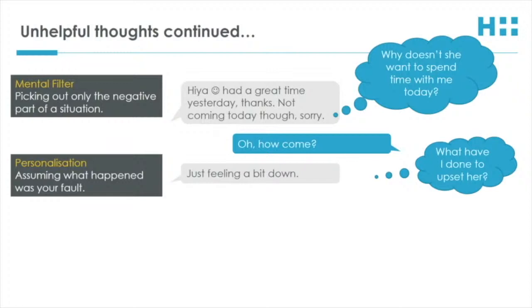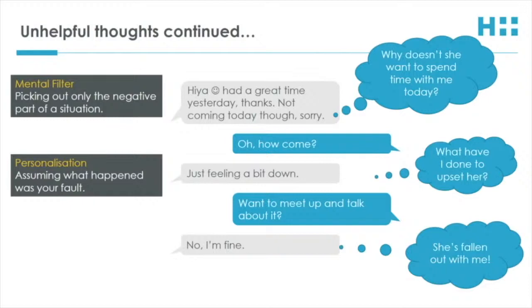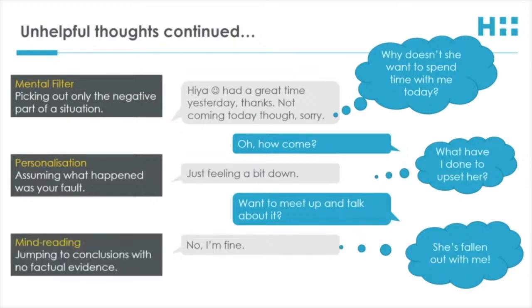So you try and reach out to her and say, want to meet up and talk about it? And she replies with, no, I'm fine. So obviously she doesn't want to meet up and talk about it, so you immediately think, she's fallen out with me. This is called mind reading. It's jumping to conclusions with no factual evidence.